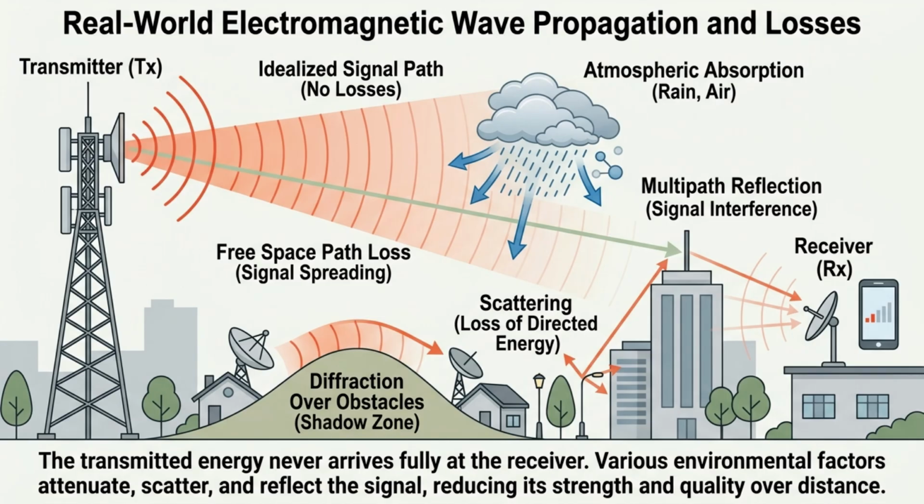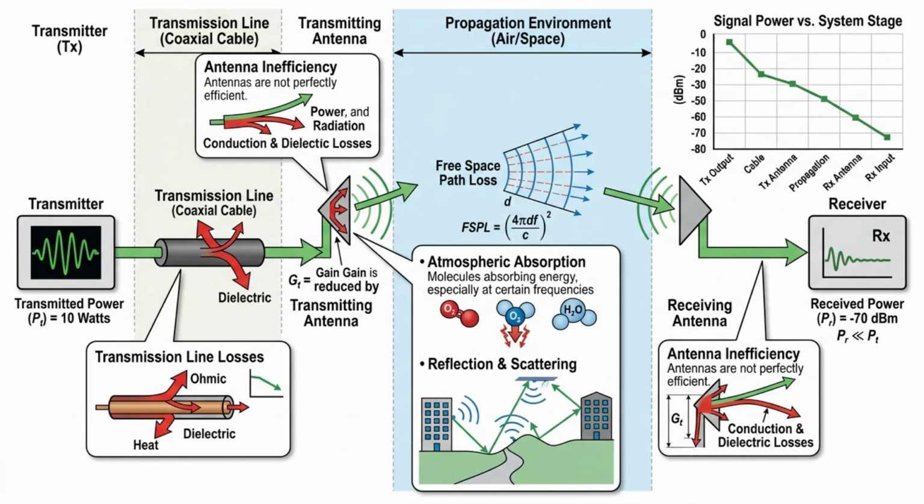In previous lessons, we learned that electromagnetic waves carry energy through space and interact with conductors, dielectrics, and surrounding materials. Ideally, all transmitted energy would arrive at the receiver. In reality, however, this never happens. Every practical RF system experiences losses. Transmission lines absorb energy, dielectric materials dissipate power, antennas are not perfectly efficient, and the propagation environment continuously removes energy from the signal. As a result, the received signal is always weaker than the transmitted signal.